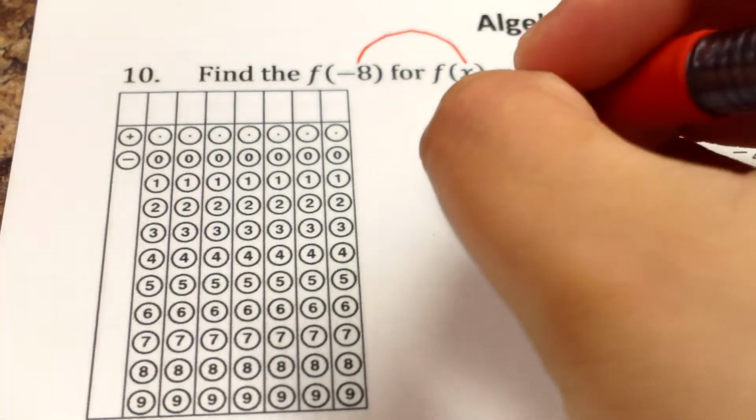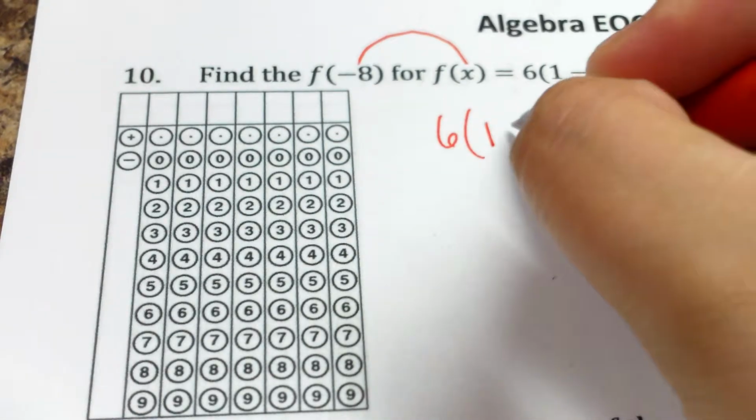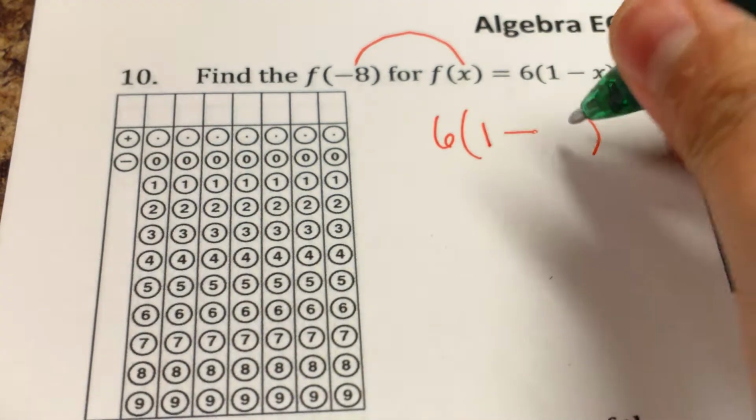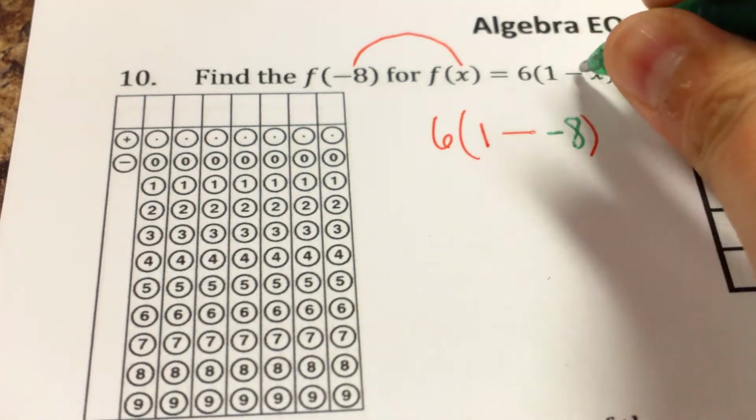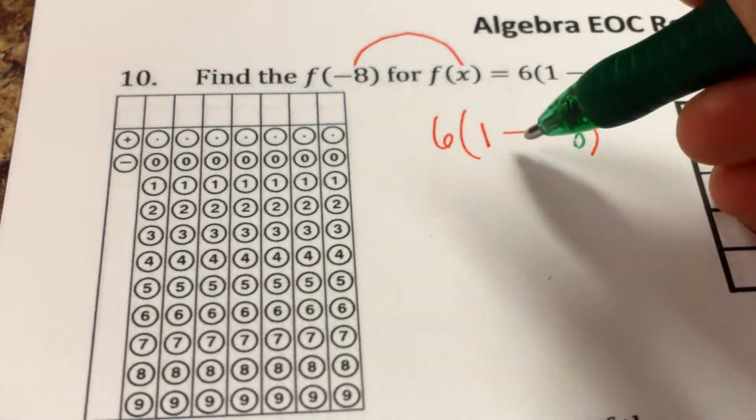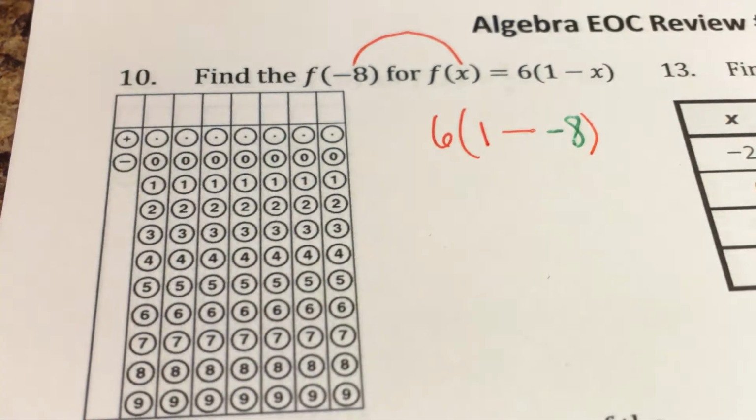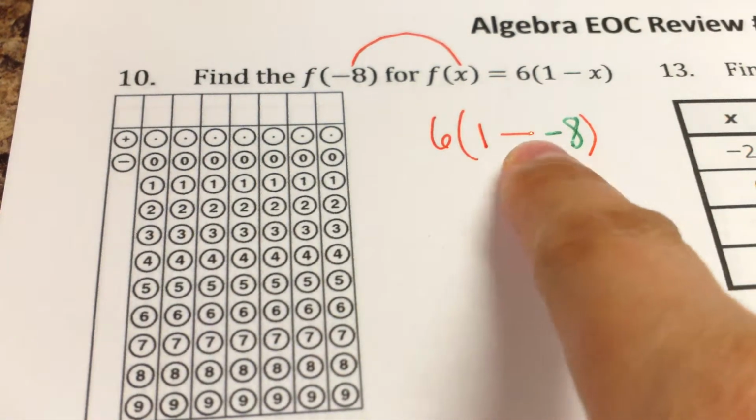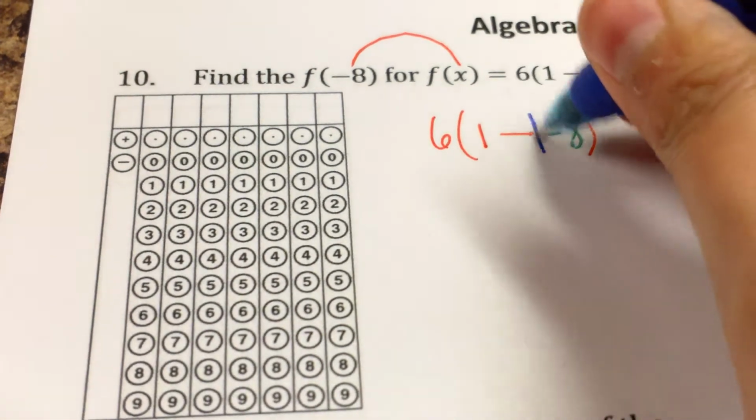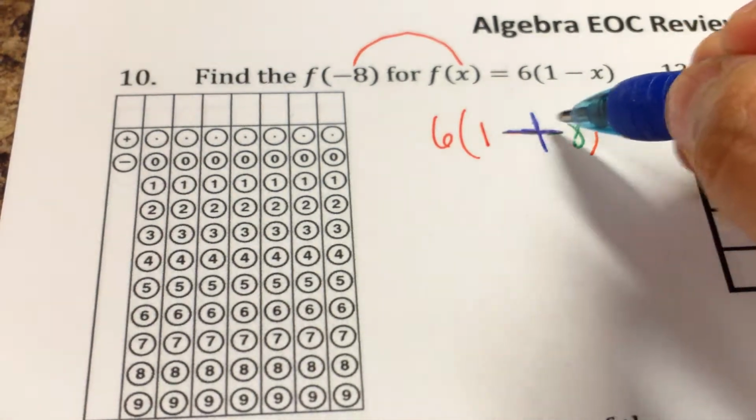So here I have 6, 1, and then minus. Now my x is negative 8. You need to be careful because this minus is from there, and then we're plugging in the negative 8. So make sure that you put both, the minus and then the negative. Now, what happens when you have two negatives like that? Well, they both become a positive. So we can make this a big plus sign. Then now I have 1 plus 8.